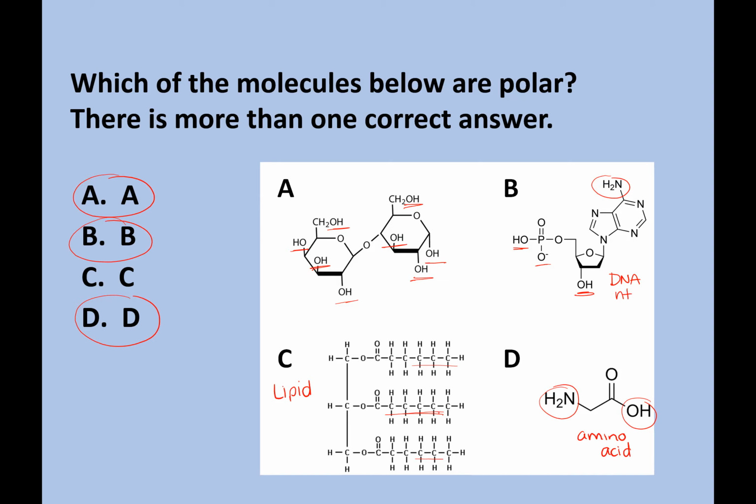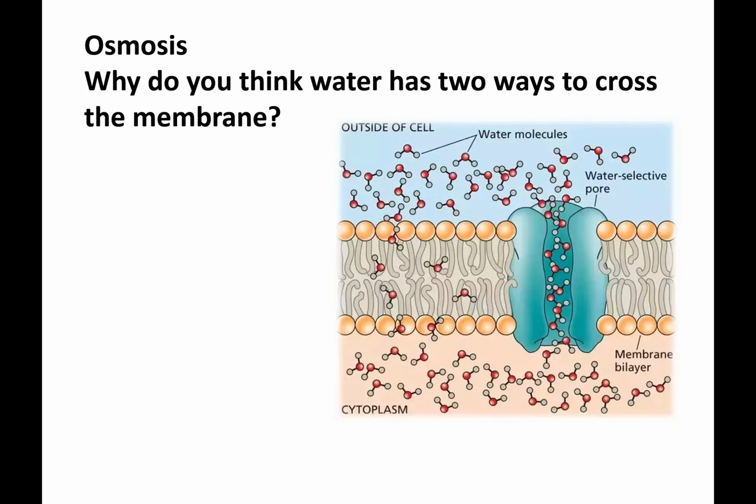All right, a couple more concepts and that will be the end of Unit 1. So osmosis. Remember that osmosis is the movement of water from high water to low water concentration. So it's like diffusion of water, just gets its special name. Why do you think water has 2 ways to cross the membrane? So water can cross by simple diffusion and facilitated diffusion.